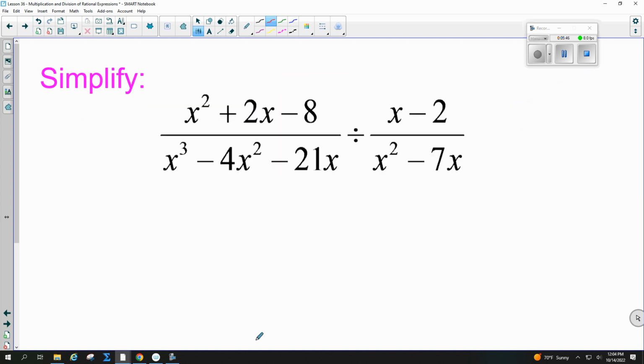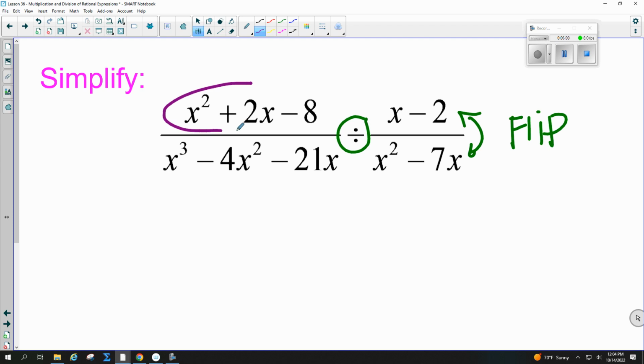Okay. Let's do this one real quick. Notice it's a divide sign. So I'm going to have to flip. That's one thing people forget. So I'm going to start here. And Nathan, can you tell me how that one factors? I know, sorry, I just called on you guys. Put you on the spot.